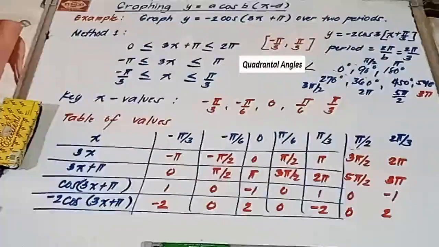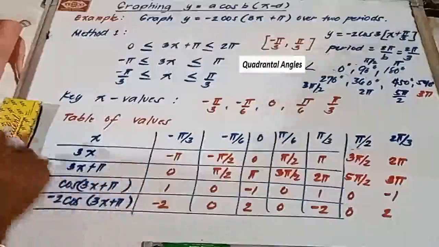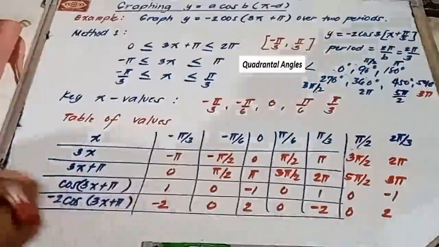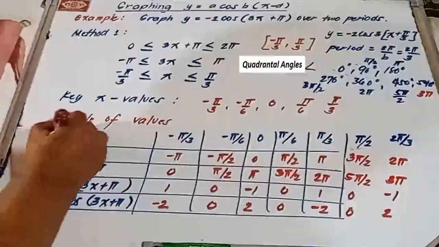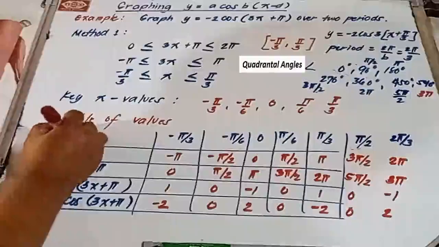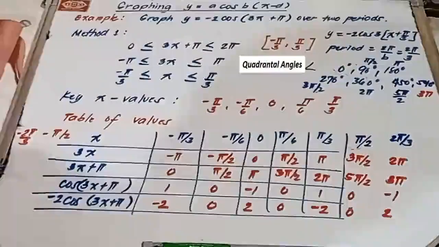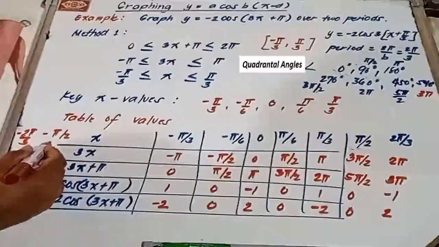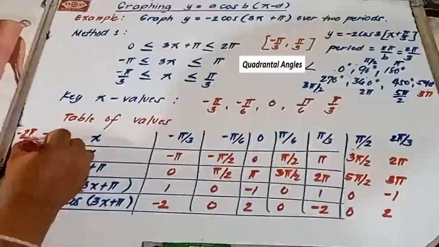Okay? Now, so dito, pag magdadagdag ka, meron ka rin ditong negative pi over 2 at negative 2 pi over 3. So, lagyan natin, ha? So, negative pi over 2 tsaka negative 2 pi over 3. So, pag nilagyan natin doon, negative pi over 2 times 3 is negative 3 pi over 2.